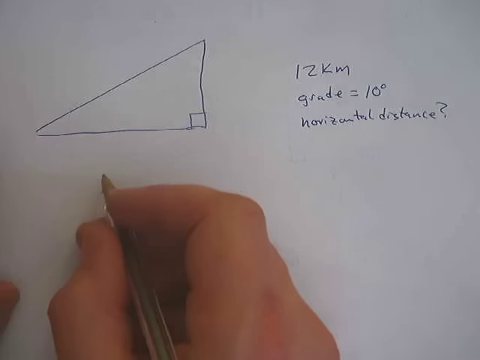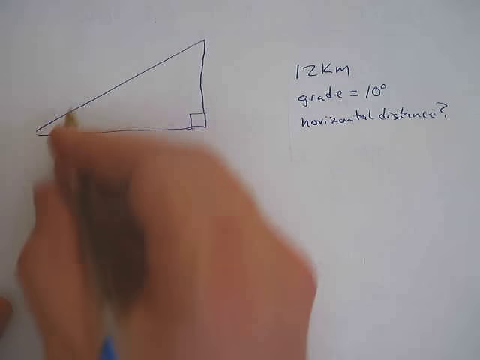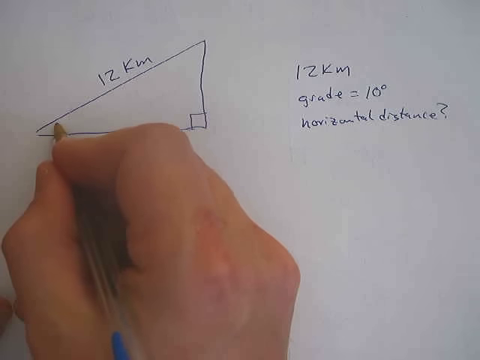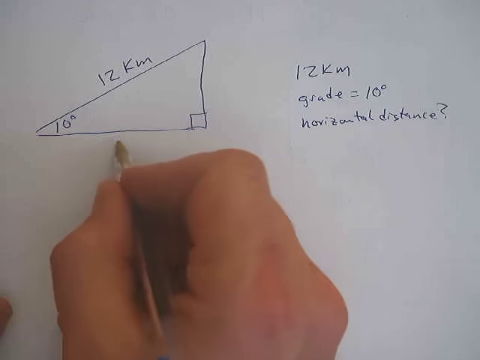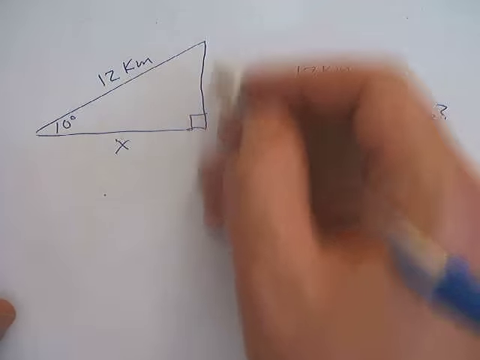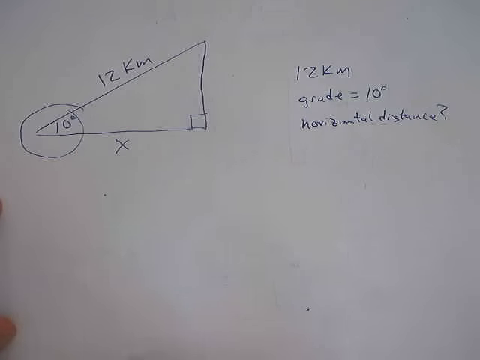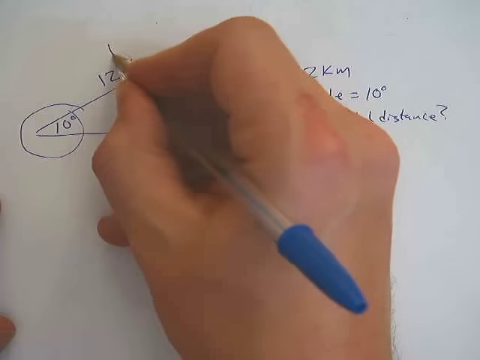First thing we have to do is label our triangle. When we do that, if I'm going up a hill, the side going up the hill would be here. This is 12 kilometers. This grade is 10 degrees. And the horizontal distance, we're going to put x. Think of vertical as up and down, so this is going to be horizontal.